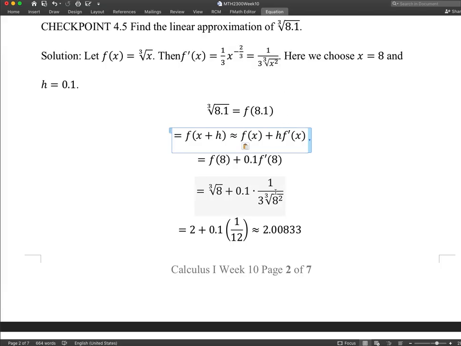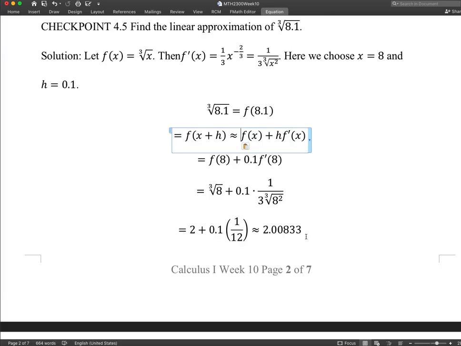So in this case, it might be easier if we take the cube root of 8 first, and then that's 2 squared, that's 4. Or you simply can do 8 squared first, 64, and the cube root of 64 is 4. So this fraction is 1/12. 0.1 times 1/12, and then add the third root of 8. So overall, I got the result as 2.00833. And I say this is a very good approximation for the cube root of 8.1.